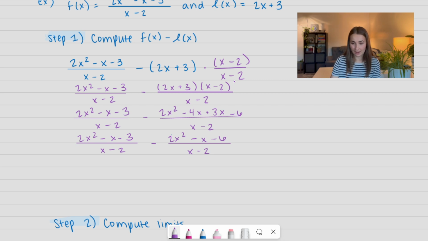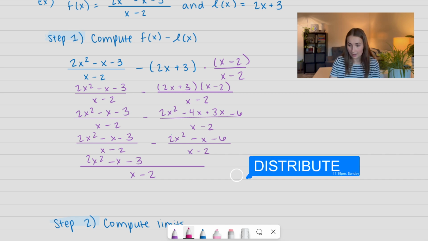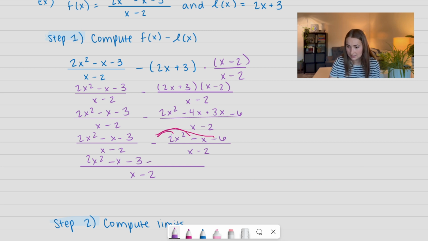So remember, when we combine fractions, the denominator stays the same. And then I'm going to take my first numerator and subtract the second one. Do not forget to distribute that minus to every single term in there, also the 6. So when I do that, I get minus 2x squared plus x plus 6. And notice here that we get some terms canceling. The 2x squared minus 2x squared cancel, negative x plus x cancel, and then negative 3 plus 6 is equal to 3. So now as a fraction, I get 3 over x minus 2. So now I have it as simplified as I want it to be.